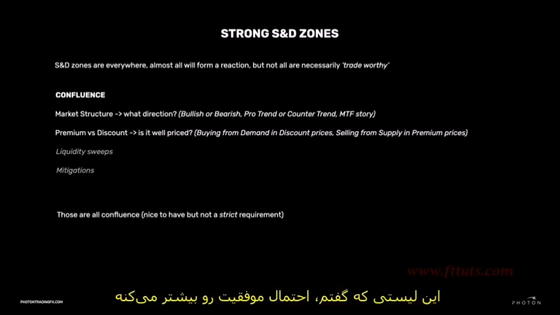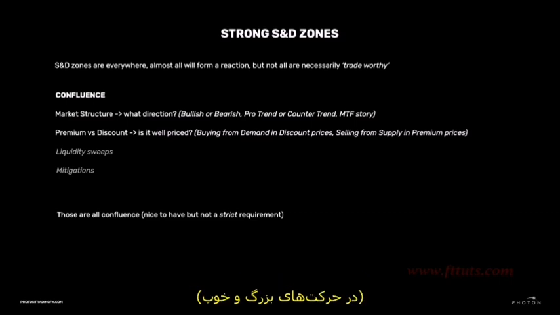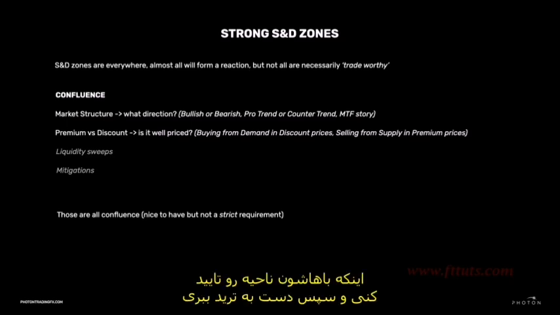So, as I was saying, that list there are all confluences that increase the probability of supply and demand zones playing out with large and sustained moves, but they are not necessarily a strict minimum requirement to validate a zone that you may want to trade from.